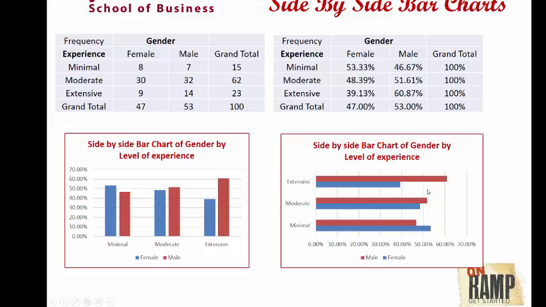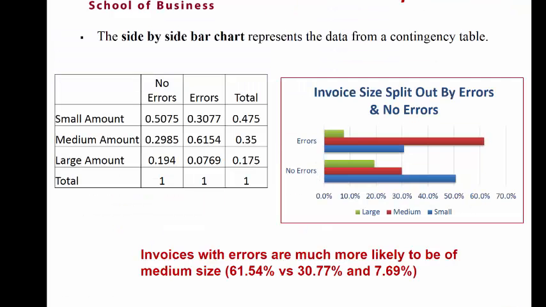So what do we analyze from that? What do we see? The percentage of male for moderate and extensive is higher than the percentage of women. Another example of this side by side: suppose we have the following table. We've reported the number of errors when invoices were processed by a department. It is a total of 1, so that means it's something like 100%. Of those with no error, 0.5075 are small amount, 0.2985 medium, and large 0.194.